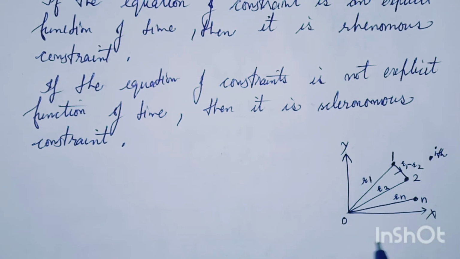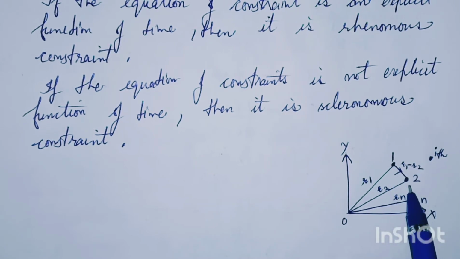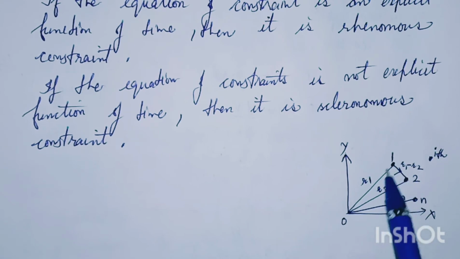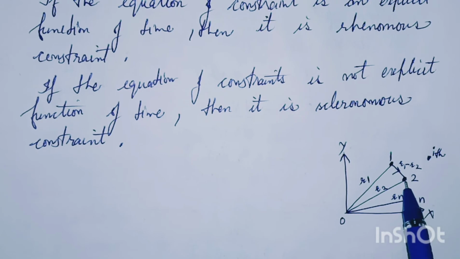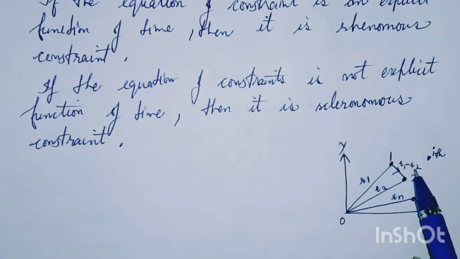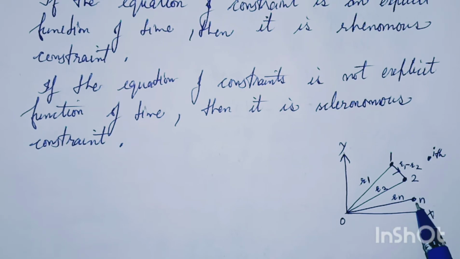This is our diagram, in which this is the x-axis, this is the y-axis, and we have a number of particles in this system. This is particle 1, this is particle 2, and this is the nth particle. Each particle has a mass, and its position vector is r1, and for particle 2 the position vector is r2. The difference between them is r1 minus r2, and the position vector of the nth particle is rn, and this is our ith particle. So this is basically our system, in which a number of particles move.